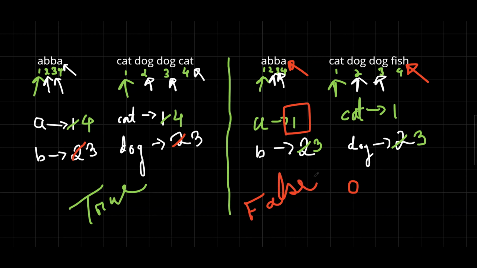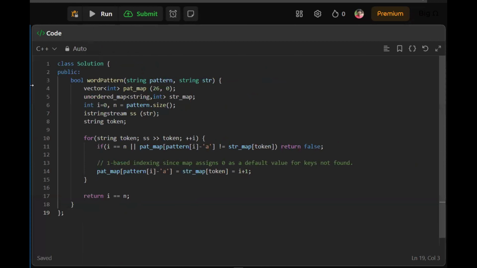I hope you understood the algorithm. Now let's move on to the code. In this problem, at first we are given two strings, which are pattern and str. We are taking two maps. At first, we are taking a map which has 26 entries for each of the English letters, and an order map which stores the string and integer key-value pair order.